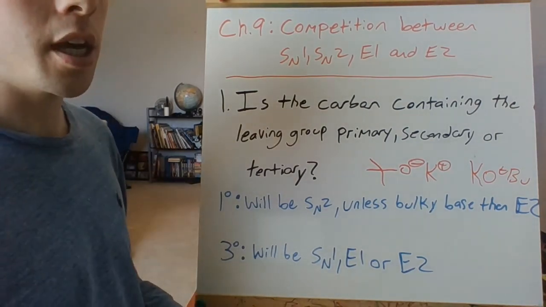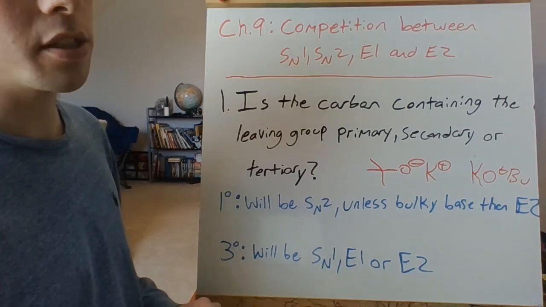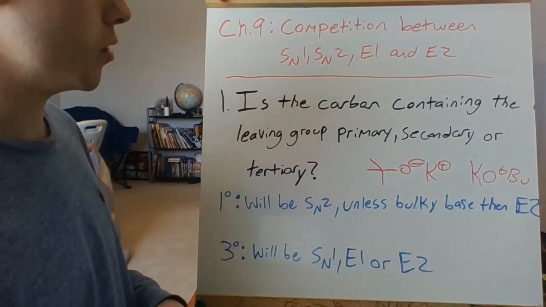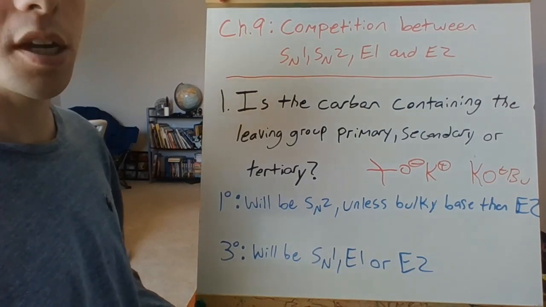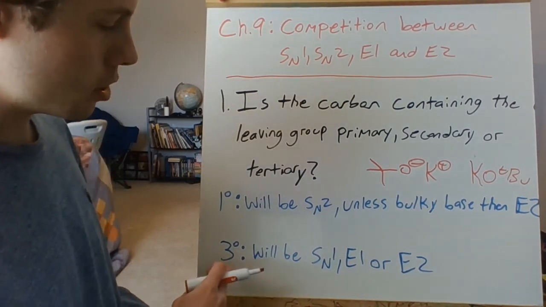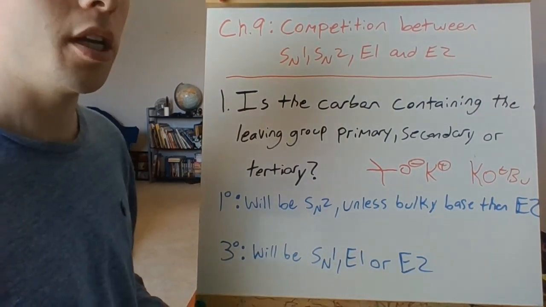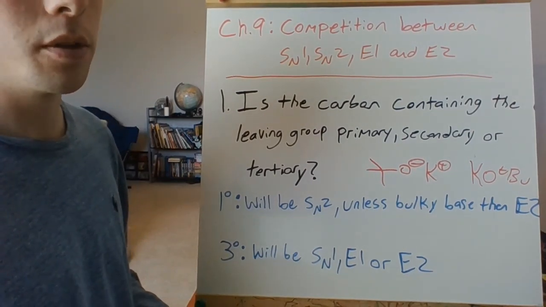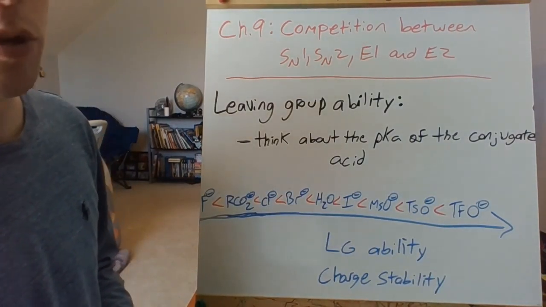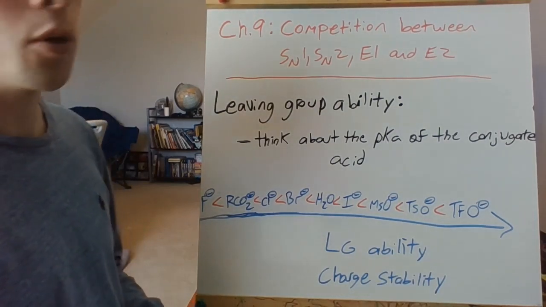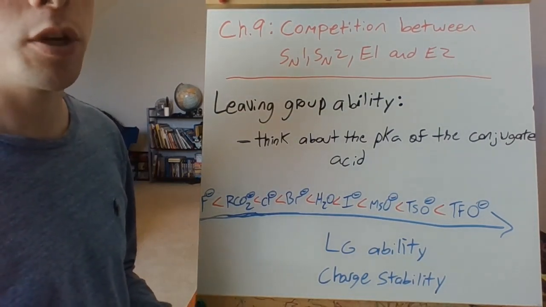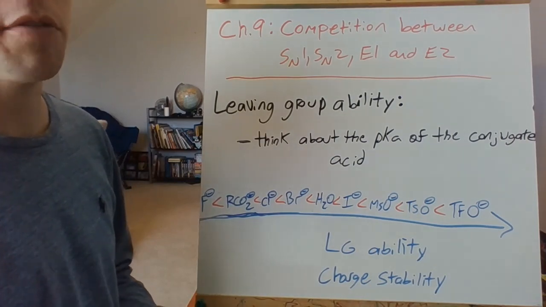Secondary carbons can be E1, E2, SN1, or SN2, and so we need to take a look at other things to determine which mechanism is occurring with secondary carbons. And then tertiary carbons will be SN1, E1, or E2. Before we can determine which carbon is primary, secondary, or tertiary, we need to be able to identify which carbon is attached to a leaving group.